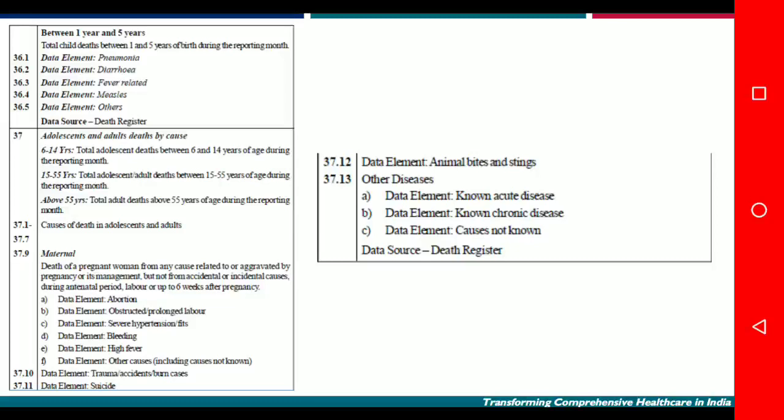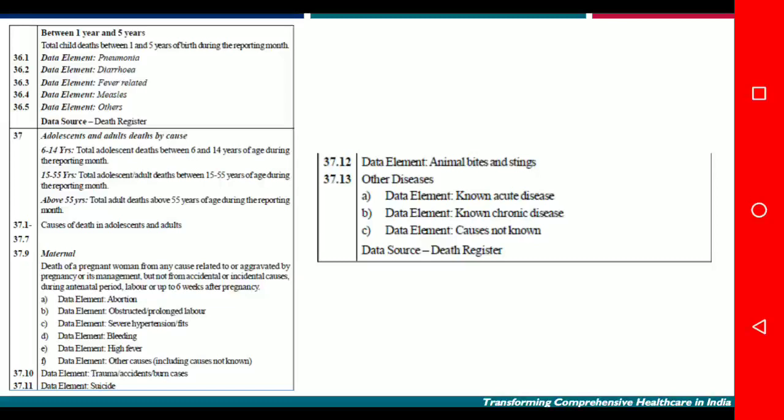Next is adolescent or adult death by cause. Adolescent 6 to 14 years means the total number of adolescents whose age was 6 to 14 in the reporting month, the month in which you are reporting. For example, if you are reporting for the month of May, then how many people of 6 to 14 years of age died in the month of May. So that is the information for the reporting month.